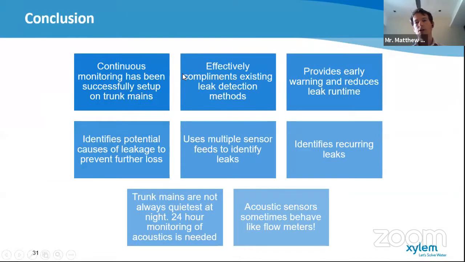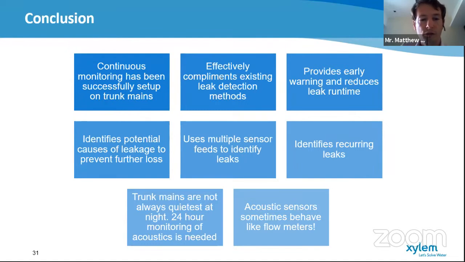So that's been a quick run through of some of the issues that we've faced on the network and how we've implemented the solution for Selangor. So some take home messages from that in terms of conclusions. We've been able to show that we can provide an early warning and reduce leak runtime. We can identify recurring leaks, so we can identify the source of NRW and keep it down. We can use multiple sensor feeds to identify the leaks rather than just one or two, acoustic or pressure.